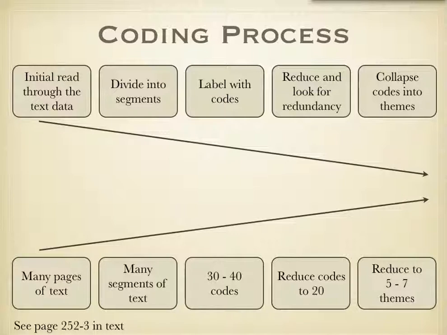Another way of conceptualizing it is to think about these two processes. You're reading through the data, you're dividing it into segments, you're coding it. You look for redundancy or ways to collapse those codes into fewer codes, and then you end up with themes. So these go together. Here you have many pages of text, many segments, maybe 30 or 40 codes, maybe 20 codes, and at the end you're reduced to just a very few themes.